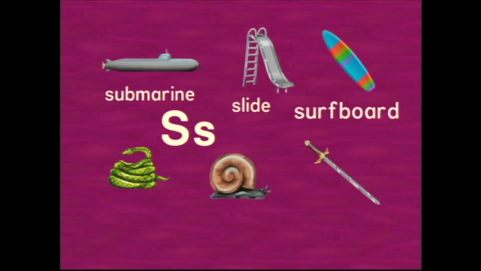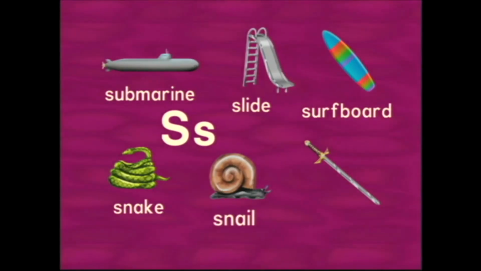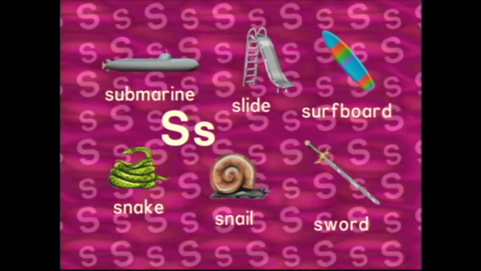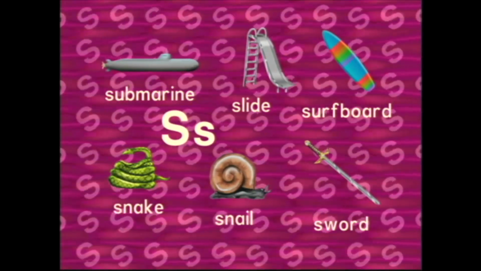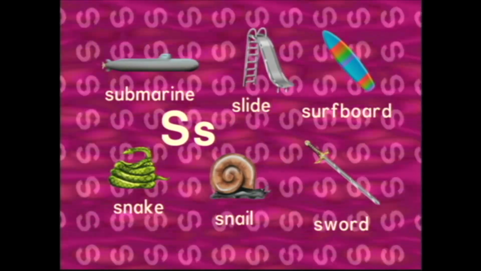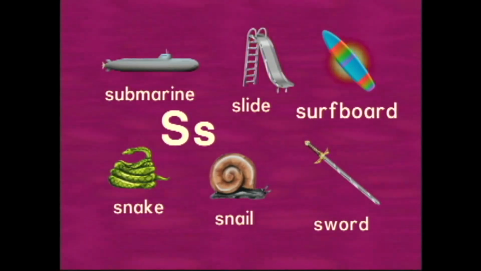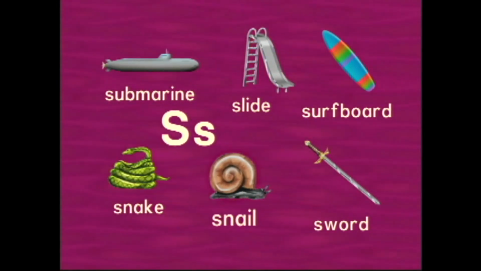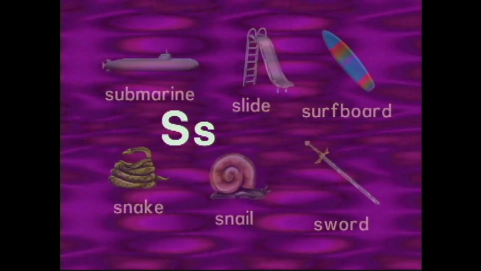Submarine, slide, and surfboard. A snake, a snail, and a sword. These are S words you can see. We learn letters easily. Submarine, slide, and surfboard. A snake, a snail, and a sword.